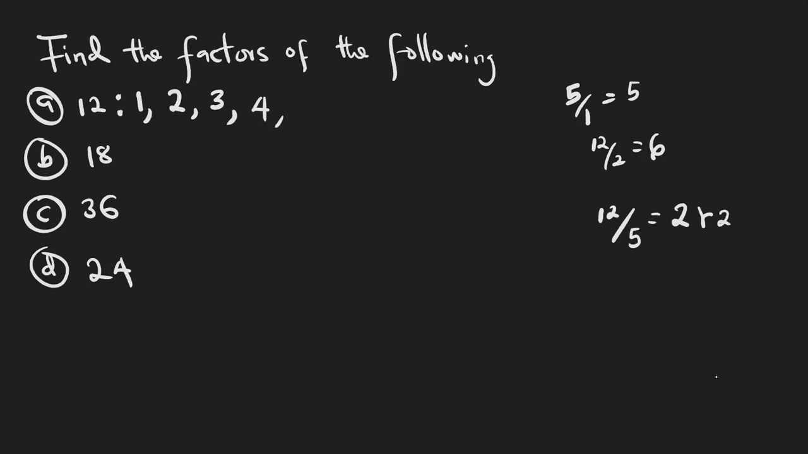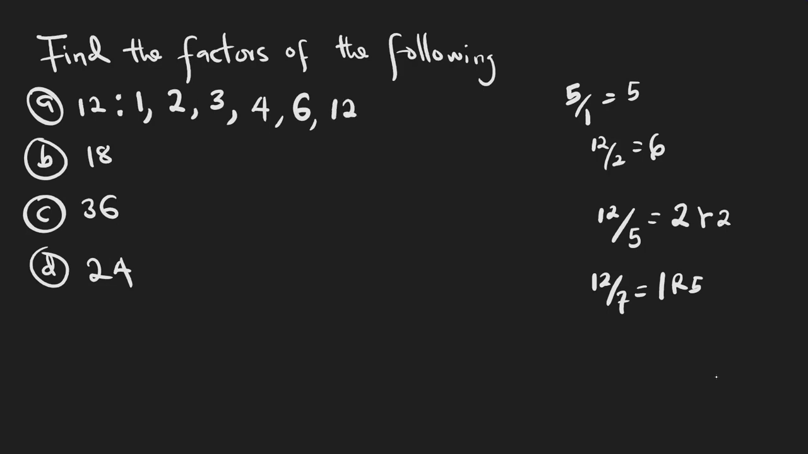So we'll skip 5, check 6. 12 divided by 6, of course, is 2. So therefore 6 is a factor of 12. What of 7? 7 is not a factor of 12. Why? Because 12 divided by 7 is 1 remainder 5, right? So 7 is not a factor of 12. What of 8? 8 is not a factor of 12 because 12 divided by 8, you're going to have 1 remainder 4. So after 6, the next factor of 12 is 12.